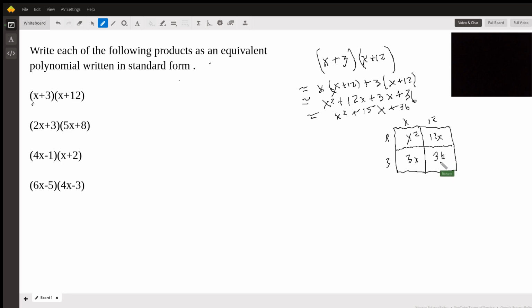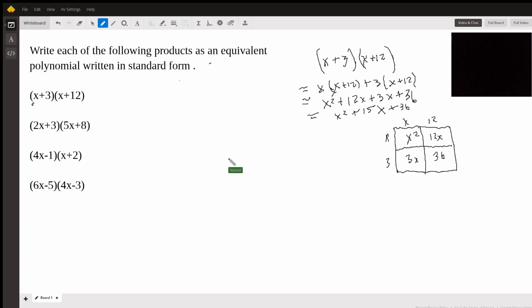Some people like this because it keeps everything organized and it's more visual, and most of us are visual learners, so it's a popular technique. Okay, so let's go and finish these.